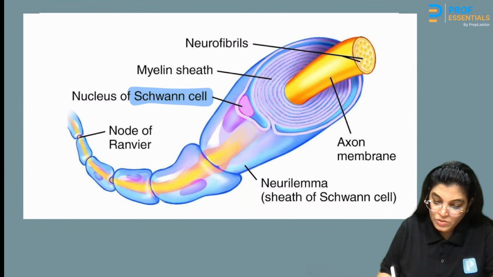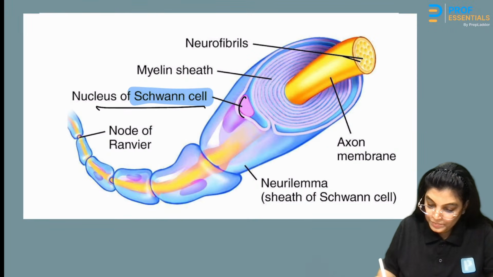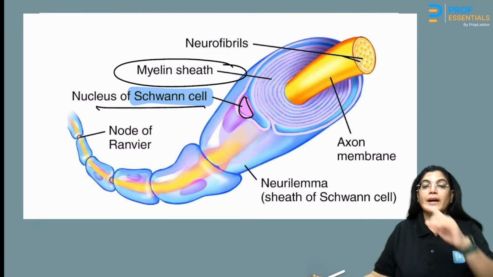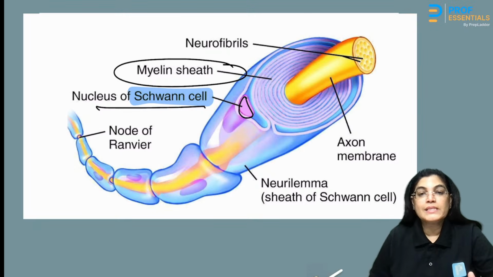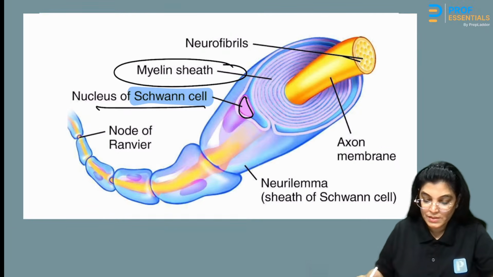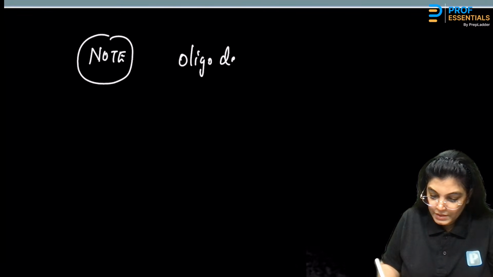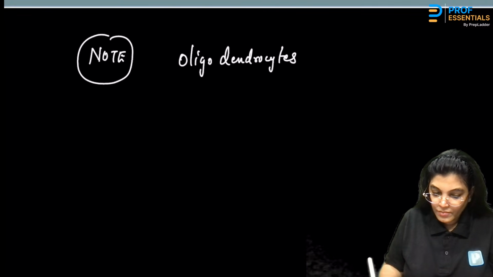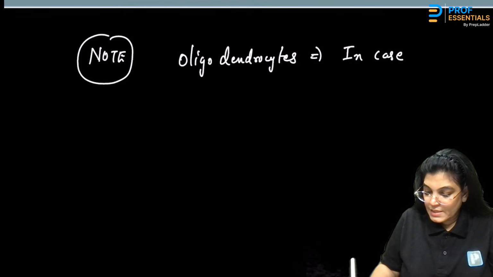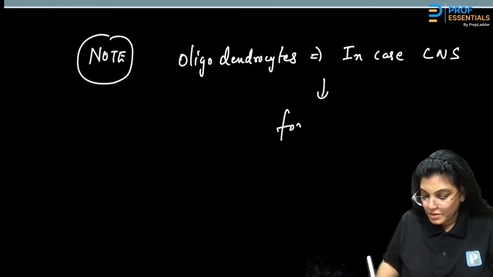In this diagram, you can also see the nucleus of the Schwann cells. This myelin sheath, a wrapping or insulation seen around the axon, is formed by Schwann cells in the peripheral nervous system, and by oligodendrocytes in the central nervous system. Again, note: oligodendrocytes in the central nervous system form the myelin sheath.